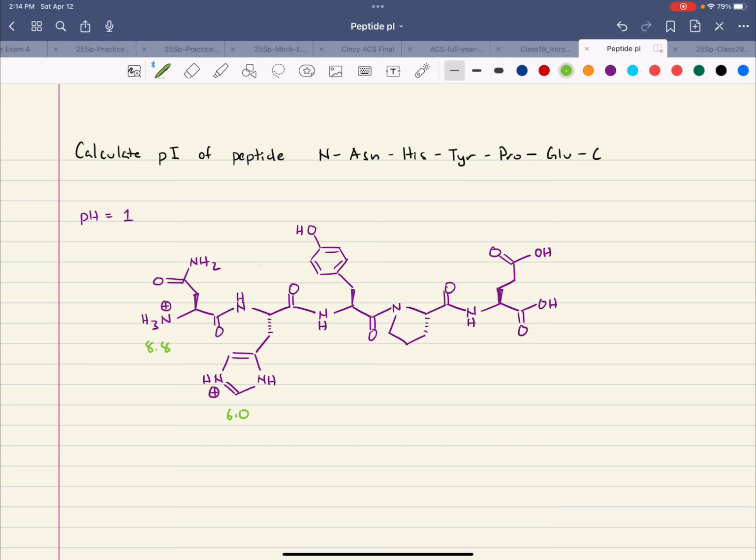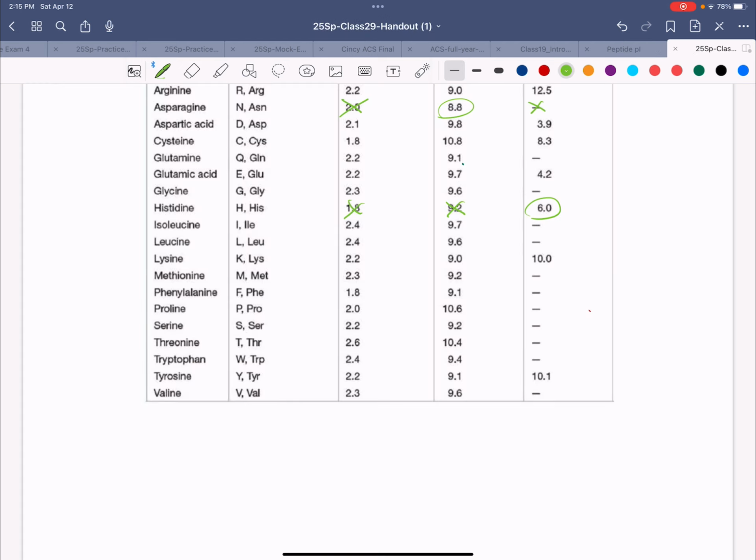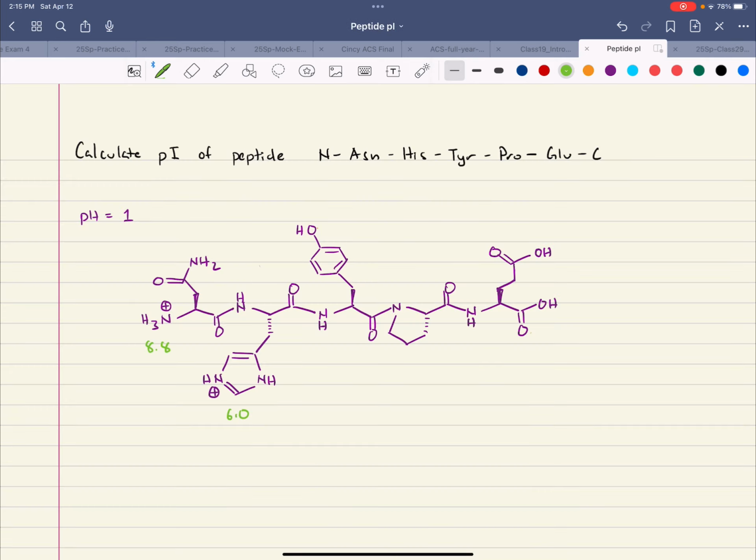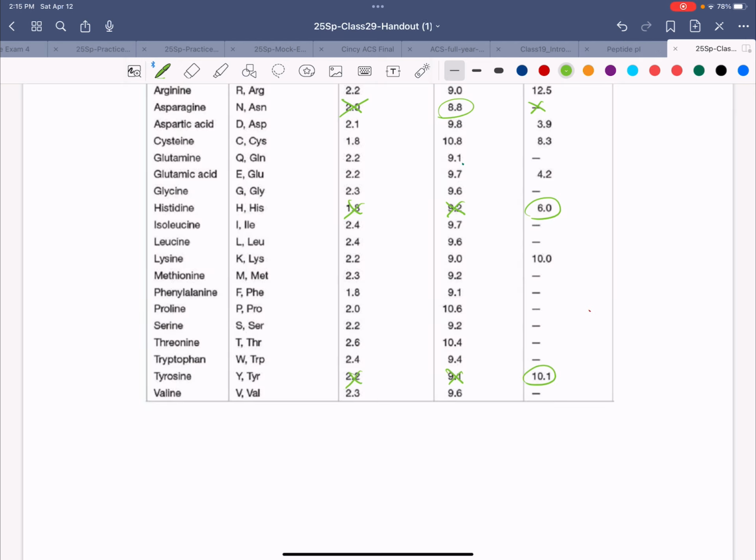Okay. Next we have tyrosine, the side group of tyrosine. We have 10.1. We don't need that. We don't need that. Proline. Proline has no R group that can be ionized. And we can double check. See, there's nothing there. We don't need that. We don't need that.